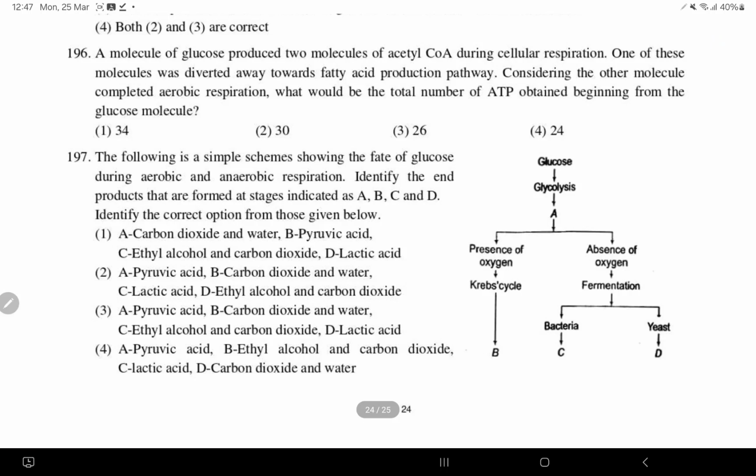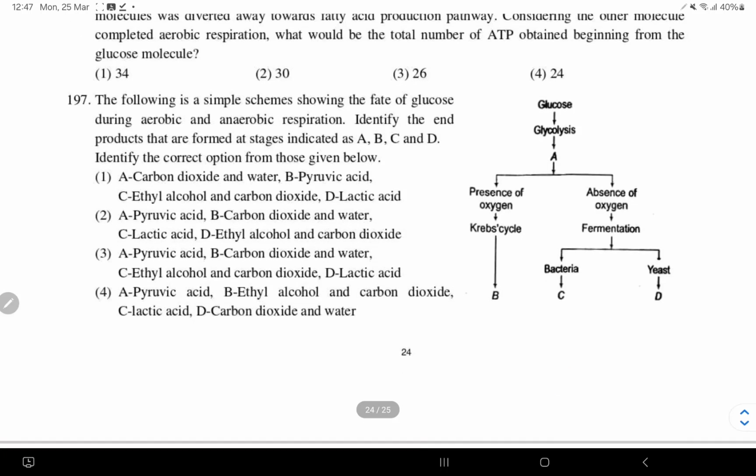So please calculate. We have to find out the simple scheme of fate of glucose during aerobic and anaerobic respiration. So identify what A, B, C, D indicate. A is pyruvic acid. B is carbon dioxide and water. C is lactic acid. D is ethyl alcohol and carbon dioxide. Option 2 is the right answer.